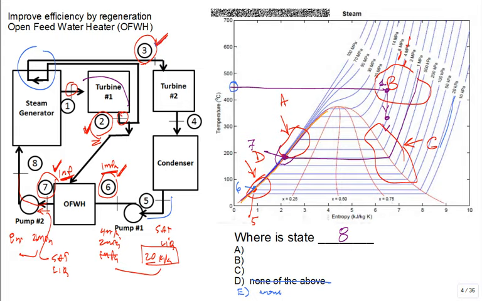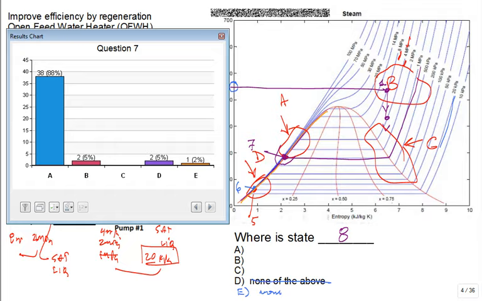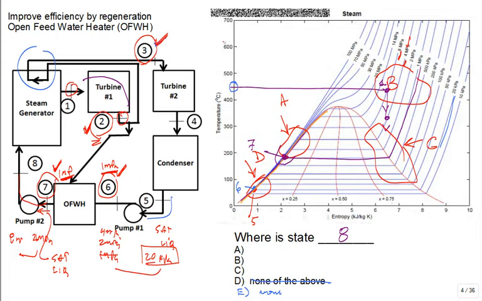All right, so let's go ahead and see what we have. Most people said A, and they're correct. Now, why is it A? Well, it's at the 8 megapascal line, but it's compressed liquid. And just like 6 was a little above 5, that second pump, pump 2, took 7, which was at state 1 megapascal saturated liquid, and put out state 8 right there. So that's where state 8 is.